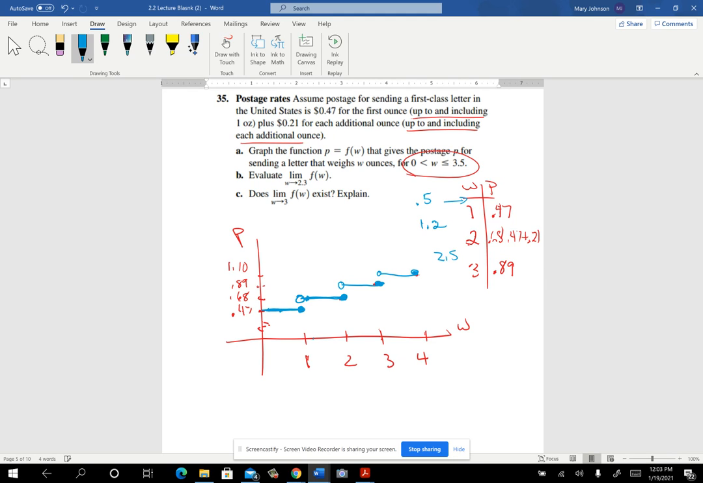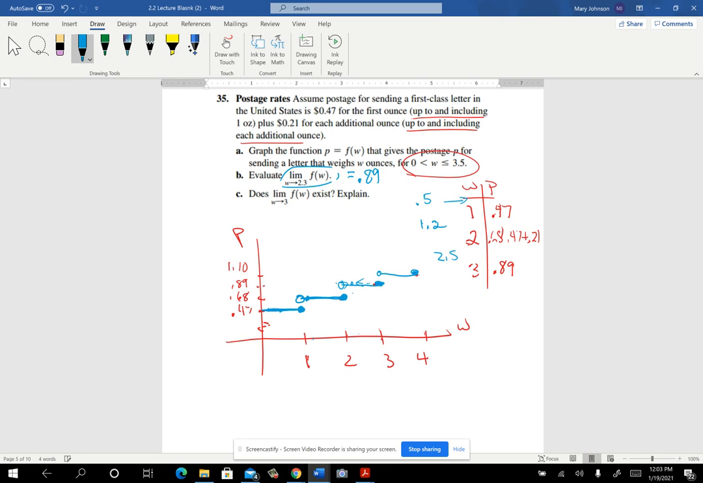All right, so this is a pretty good picture of it. So we can use this to look at what would the limit of the function be as W approaches 2.3. So here's 2.3, somewhere in here. And we can see whether you come from the left or right, it's going to be the same thing, and it's going to be up there at 0.89, 89 cents.